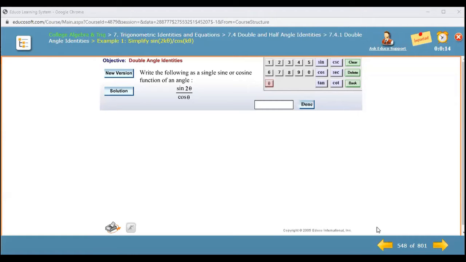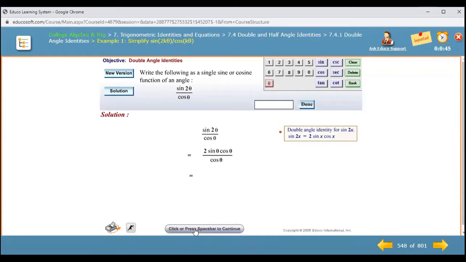Now just check this. The questions are easy if you have your formula sheet with you. Over here, we need to find sine 2 theta divided by cosine theta. Go to the double angle formulas and see the formula for sine 2 theta. Sine 2 theta is 2 sine theta cosine theta, and then you cancel out cosine theta and get the answer: 2 sine theta.